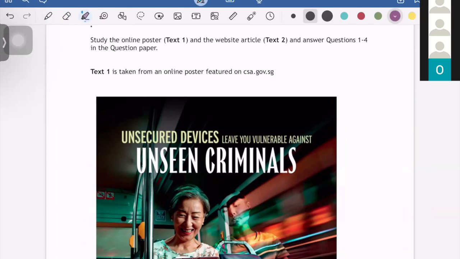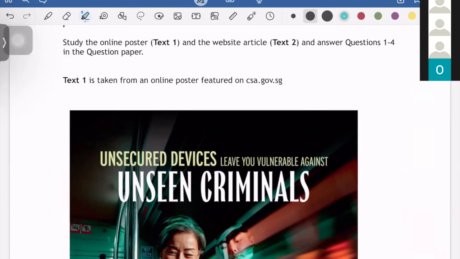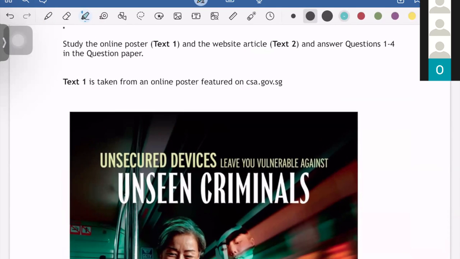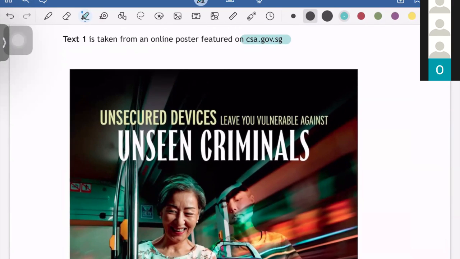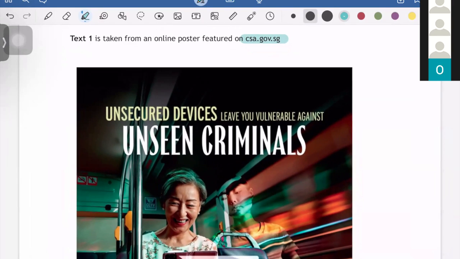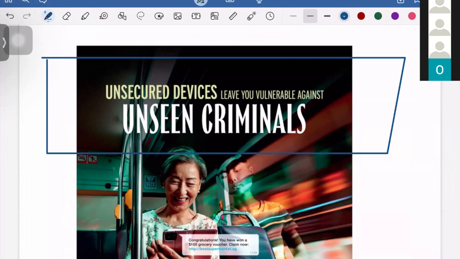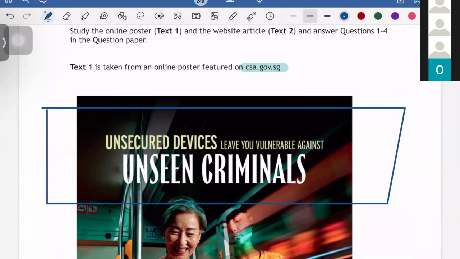So in this case here, we have an online poster featured on csa.gov.sg. So this is from a government site. For the online poster, take note of the headings and subheadings that are available. So this is your heading.